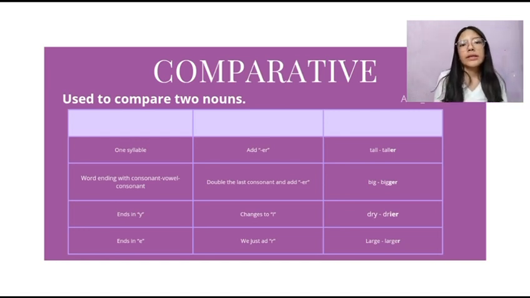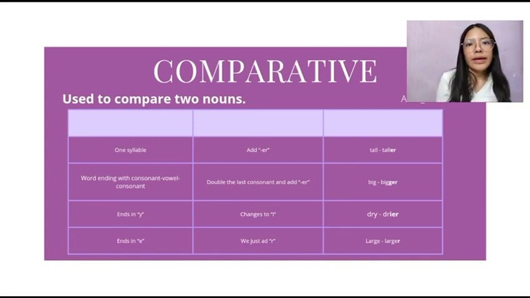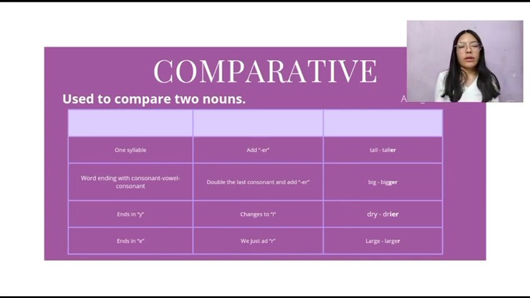Another one is that when the word ends in a y, we have to change it into an i. And when the word ends in e, we just add the r. Another rule is that when the word has more than one syllable, we have to add more before the word. For example, beautiful, the more beautiful.